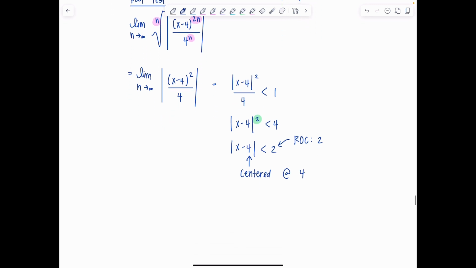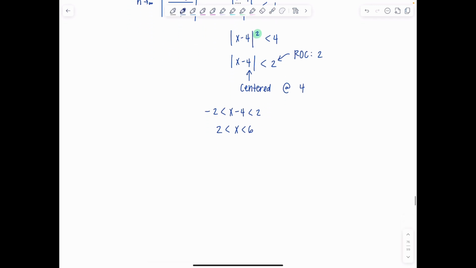Okay, so let's rewrite this inequality without the absolute value bars. We have x minus 4 is less than 2 and greater than negative 2. And then if I add 4, I get x is between 2 and 6. So now I need to see whether or not I'm going to include the endpoints of 2 and 6. So let's go ahead and test them, okay? How are you guys doing? Okay, let's test our endpoints.